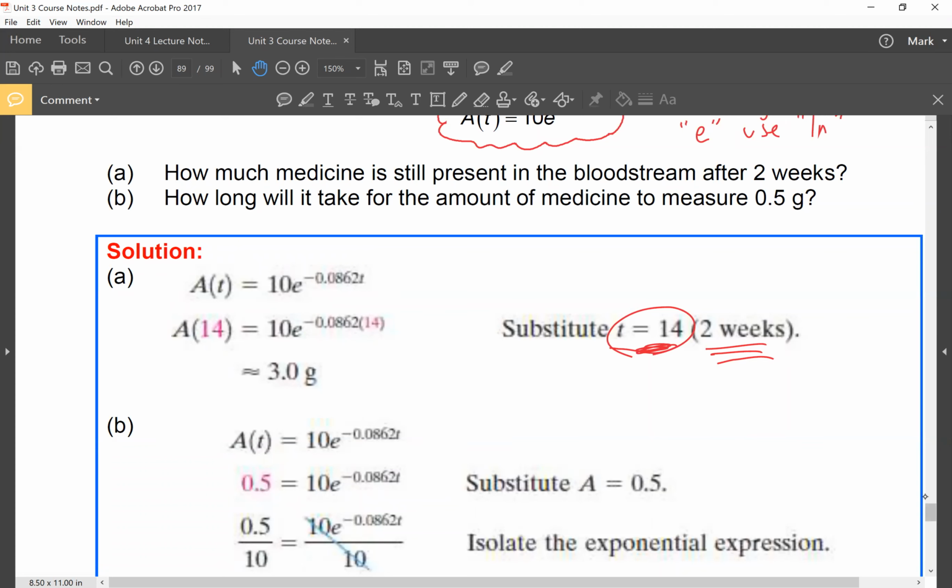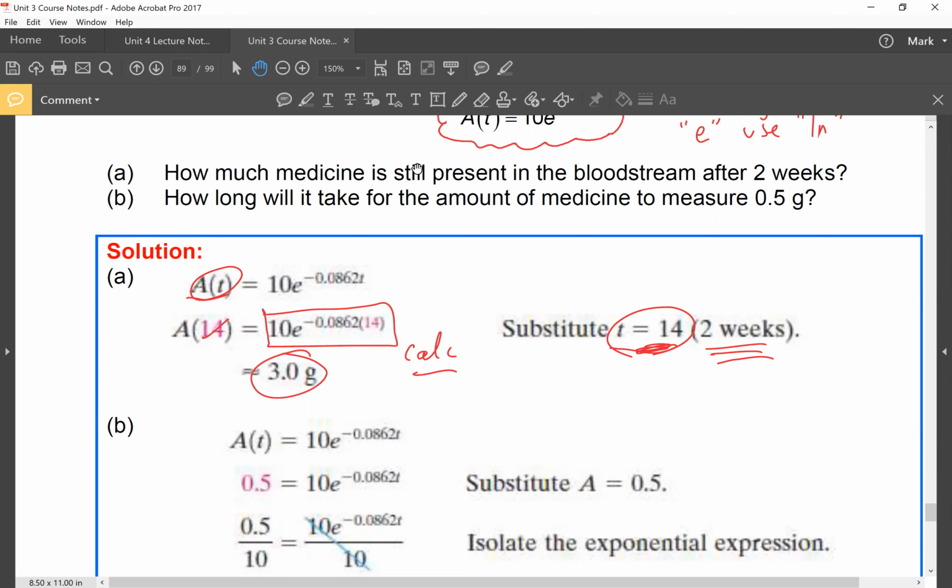So 2 weeks, 14 days. All I'm going to do is solve for the amount of medicine. Again, don't worry about this 14. What I mean is, don't use this number. All I need to do is solve this on my calculator. If you put in 10 times e to the power of negative 0.0862 times 14, your calculator will say about 3 grams.